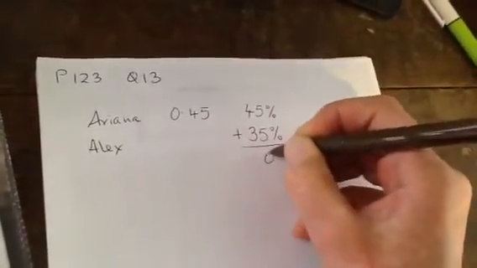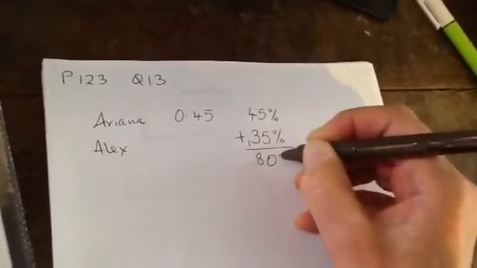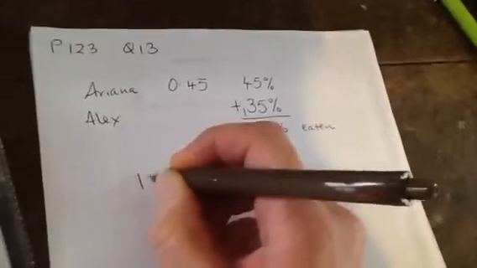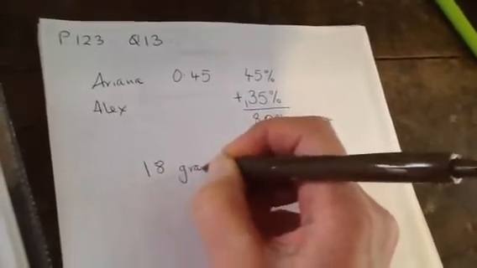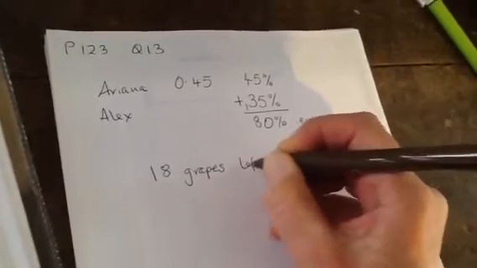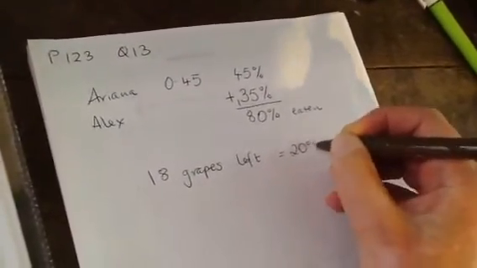5 and 5 is 10, carry my 1, 4, 7, 8. So 80% of the grapes have been eaten. It tells me that there are 18 grapes left in the container. Now, I know that if 80% were eaten, then what's left must be 20%.